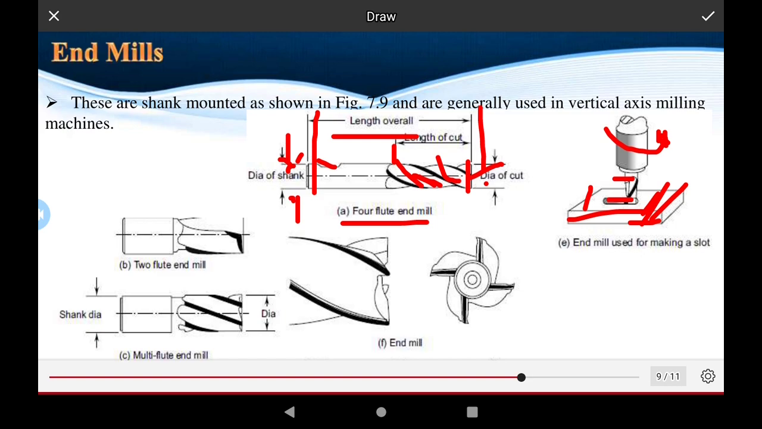Other two flute end mills are also used for these operations, and are selected according to the operation of the milling cutters. This is the shank diameter of the milling cutters, and the multi flute end mills. Some end mills are used with different designs for the design purpose of the operations.